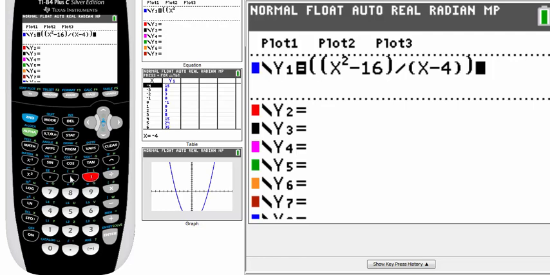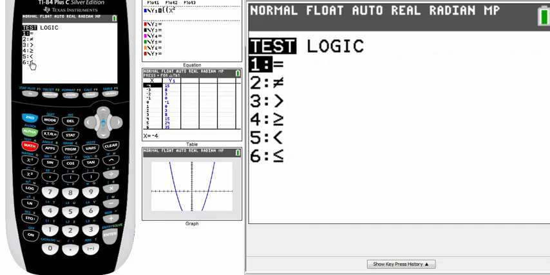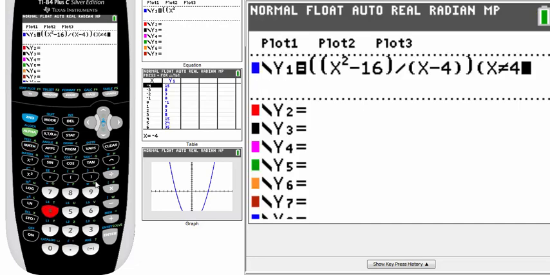Close parenthesis for the function, open parenthesis for the restriction. Now the restriction is x cannot equal 4. So x, and let's go to second test. And we're looking to the not equal case, so that's number 2, 4. X cannot equal 4. Now I have my close parenthesis.